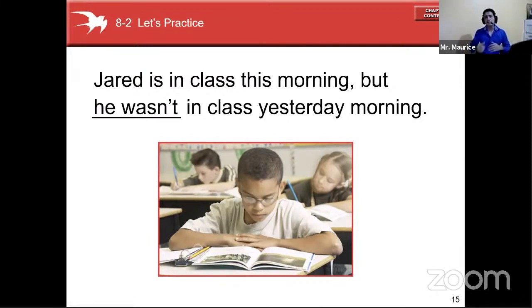So in this sentence, we have two different tenses, present and past. As you can see, in the first sentence is the verb to be in present, is, and the second is the verb to be in past, in negative.